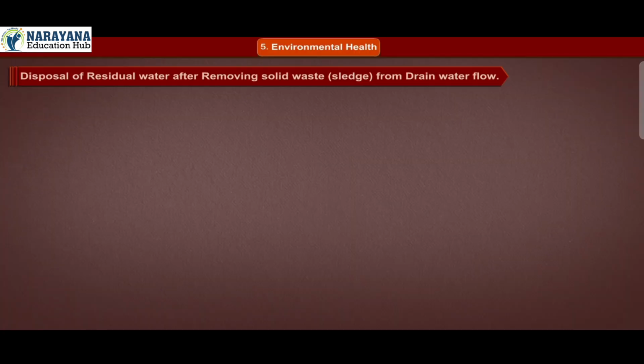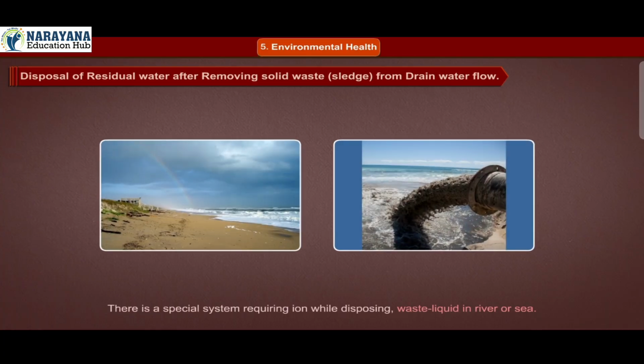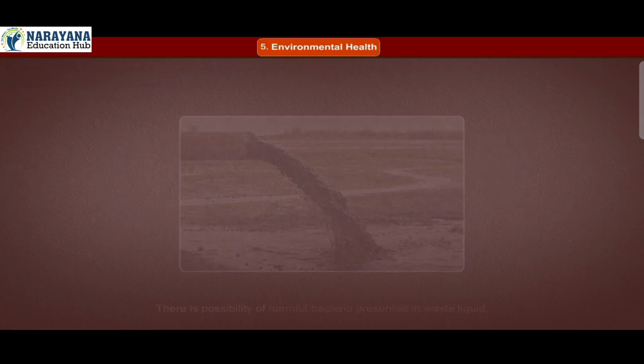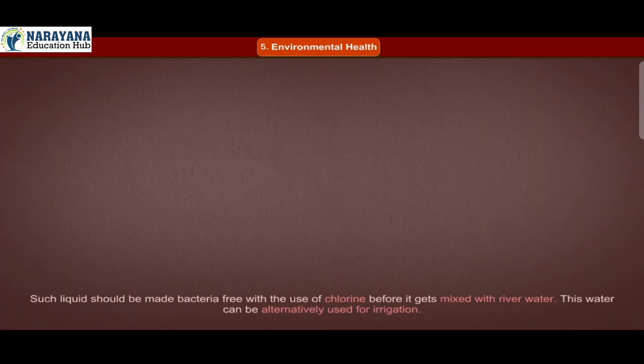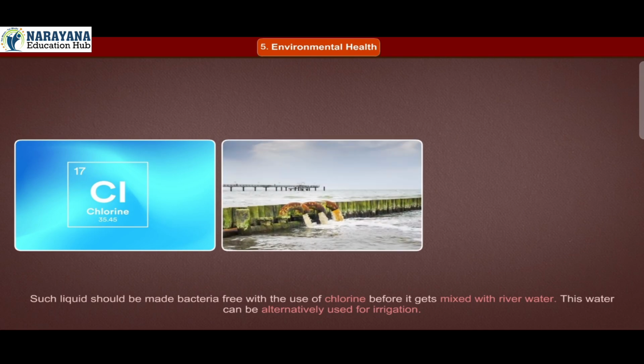Disposal of residual water after removing solid waste, meaning sludge, from rainwater flow. There is a special system requiring precaution while disposing waste liquid in a river or sea. There is possibility of harmful bacteria being present in waste liquid. Such liquid should be made bacteria free with the use of chlorine before it gets mixed with river water.